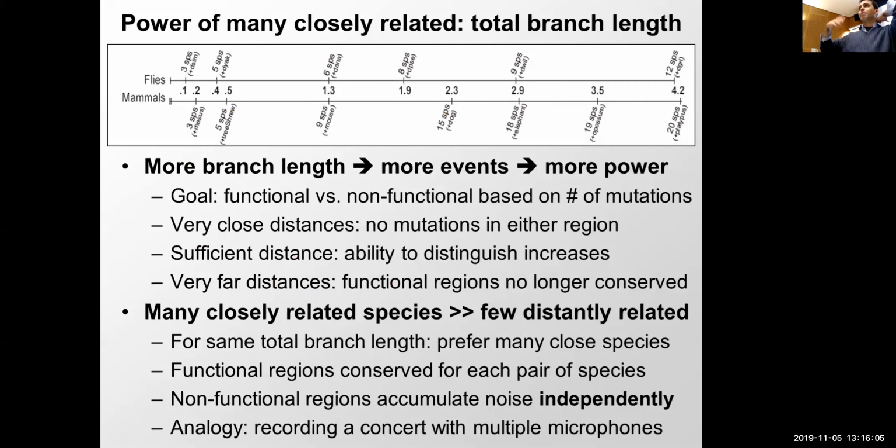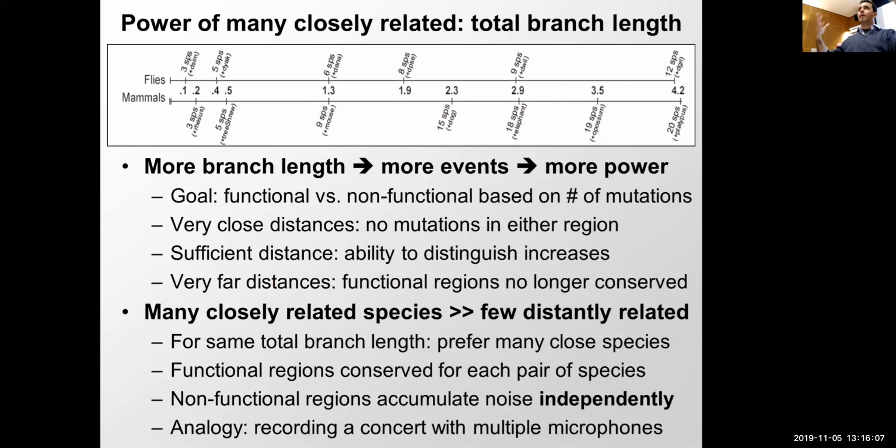Their environments are dramatically different. They have adapted in different niches, and very few of the common regions are still preserved. And that's where the many closely related species strategy comes in, okay? And that's much, much better than simply few distantly related species.